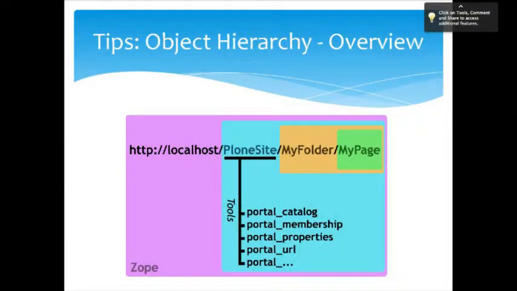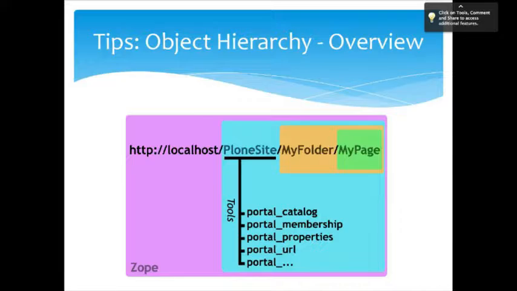So this is an overview of the object hierarchy, a very simplistic way I view it. I view it as multiple layers, kind of containers, and everything is contained in all these containers working down. In a similar way, it's like a tree. The outermost layer is your Zope layer, which you can have as a web server, like localhost, and inside there you have your Plone site.